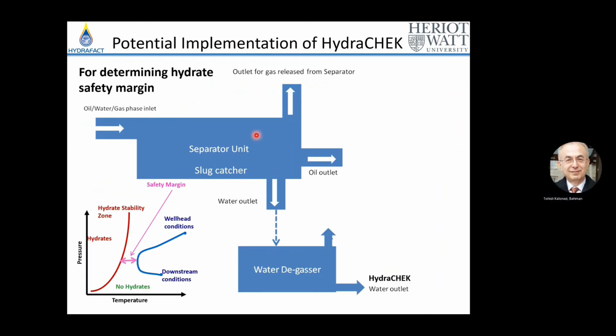Now, imagine that you have a separator or a slug catcher, and fluid comes here, the gas will leave from here, oil here, and water comes down with the water degasser. You take a water sample, put in your device, and determine the hydrate phase boundary.